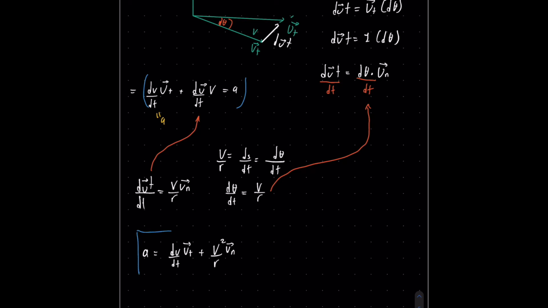And we have now found the accelerations we so much wanted, or so much longed for. Here's the one in the tangential and the acceleration in the normal. So now we actually know why there is acceleration in this direction and an acceleration in this direction.